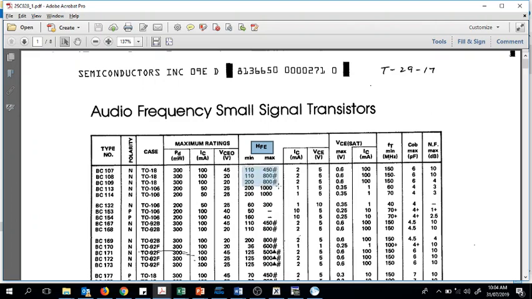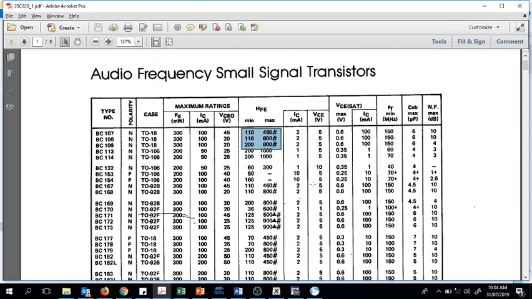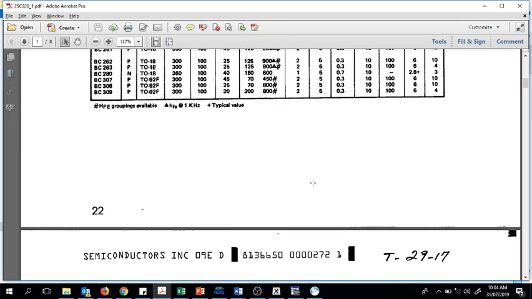It's a range actually, because beta depends on the temperature, beta depends on other parameters as well, right? So 110 to 450, 110 to 800, 200 to 800. We will see for calculation what is the value that you have to take in later stages. This is under certain conditions: IC is equal to some value when VCE is equal to some value. All these are given there, right? So likewise you can see different numbers here.